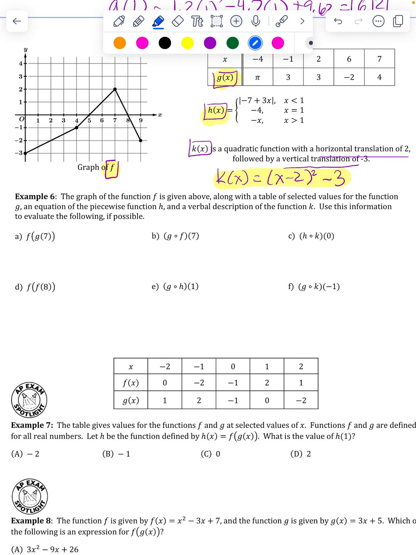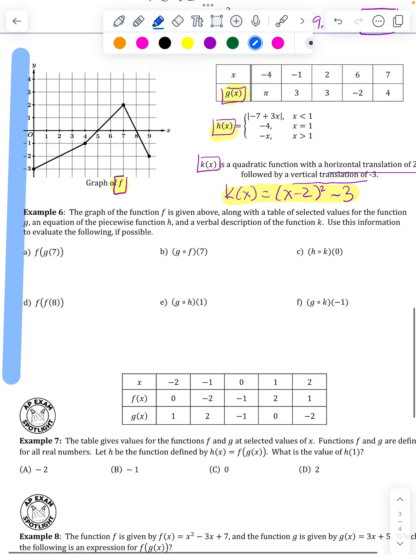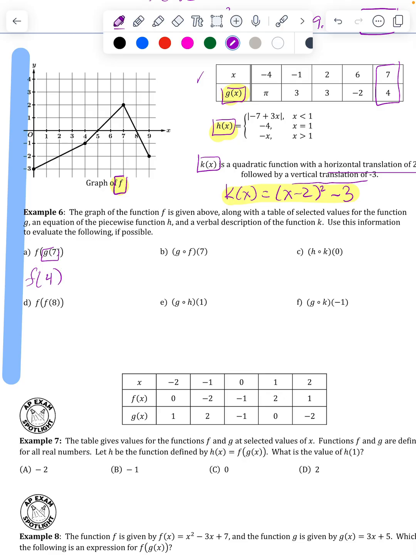So in example 6, this is a really good example of what you might see on the AP test because it mixes everything together. It's basically saying, hey, use the information above. So in this first example, I have to find g of 7. That is using this table. So it's basically saying when x is 7, what is y? So g of 7 is going to be 4 from the table. Now it's saying, hey, using the graph, when x is 4 as your input, what is your y value? Well, here's 4, and my y value is -1.